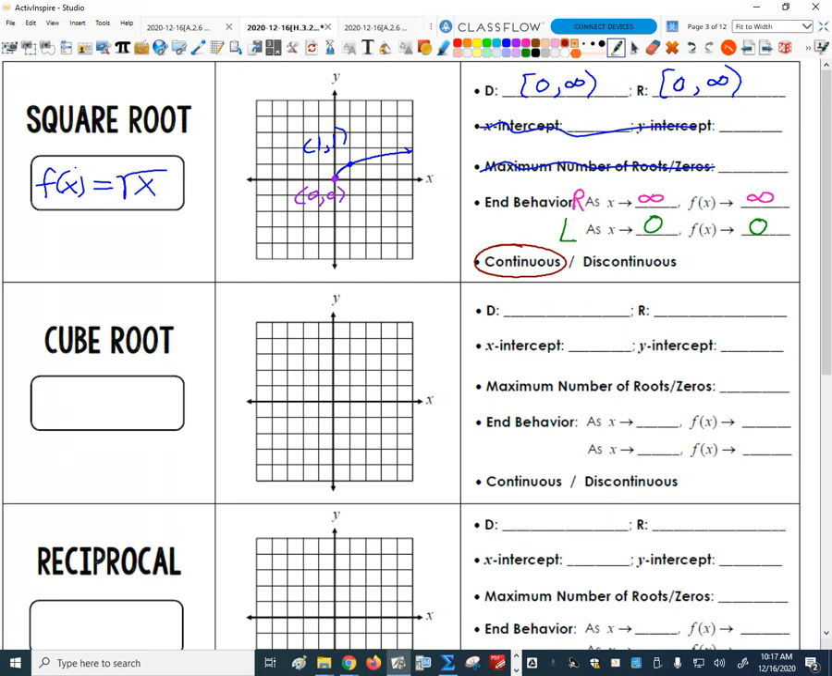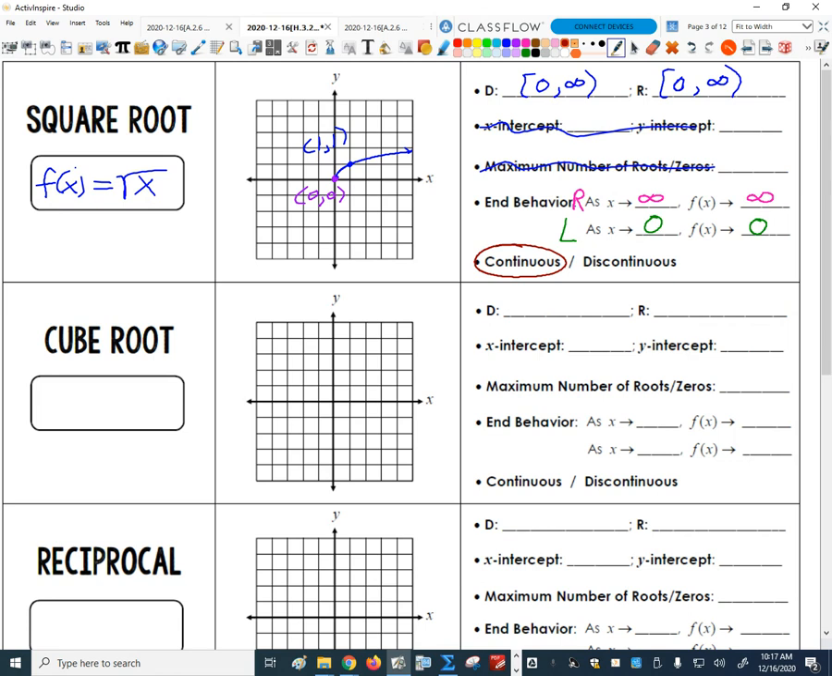And when we get to calculus, we'll defend why I say that. Okay. And once again, it fits on its domain, 0 to infinity. I can graph this thing without picking my pen off the board one time, right?